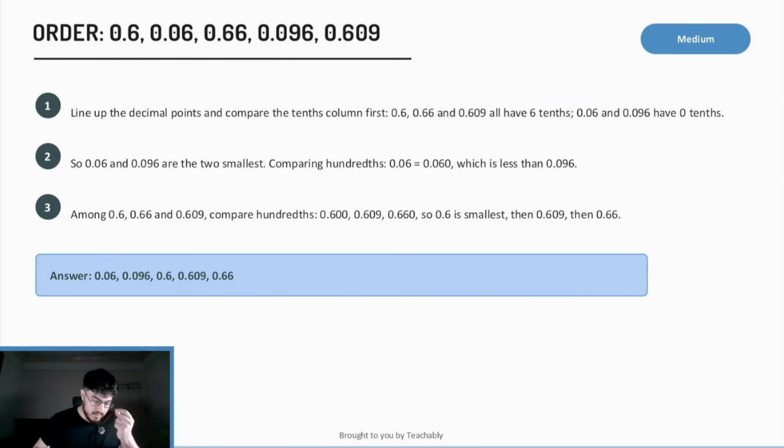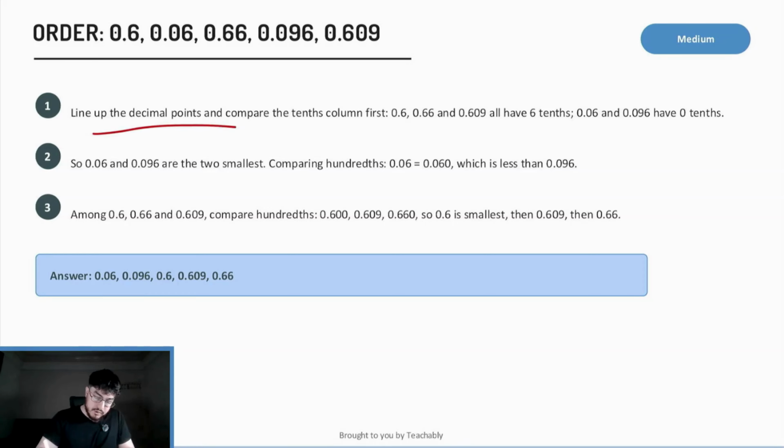Let's move on to the next example. We need to order these decimals. So we're going to be doing the same thing. Line up the decimal point, compare the tenths, then the hundredths, then the thousandths, then the ten-thousandths. So we just line them up, make sure the columns are nice and crisp and in line, then we can very easily see all of the numbers.